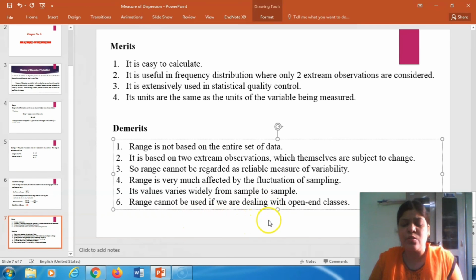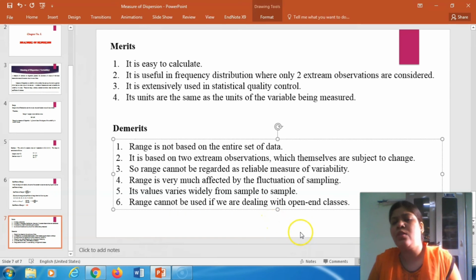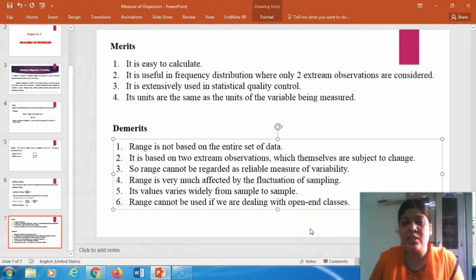Range cannot be used if we are dealing with open-end classes, because as we know, range uses two extreme values, meaning the largest value and the smallest value. When open-end classes are present, there is no use, so we cannot apply range there. So this is all about one of the types of measure of dispersion or variability, that is range.